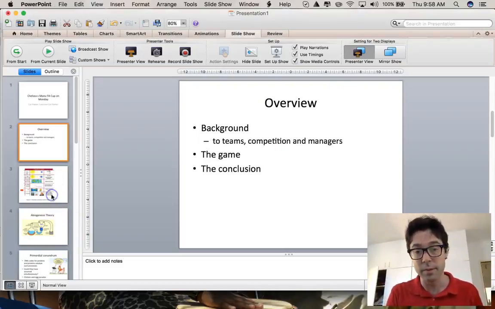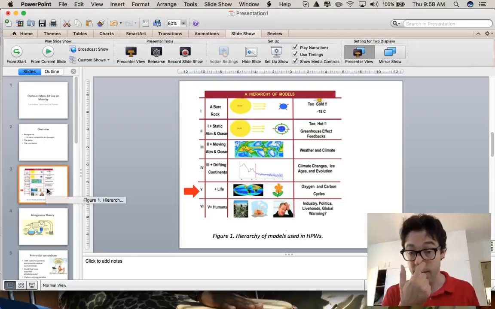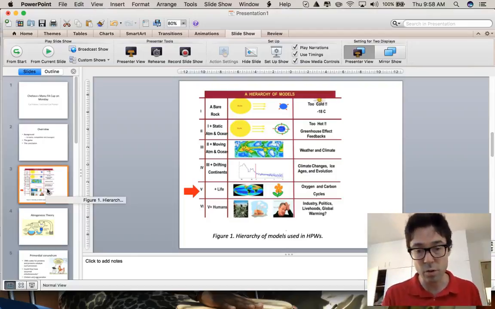Moving on to another important one. We've got the hierarchy of models slide, and so once again I'm going to invite the evil twin to just show how we can do this badly.